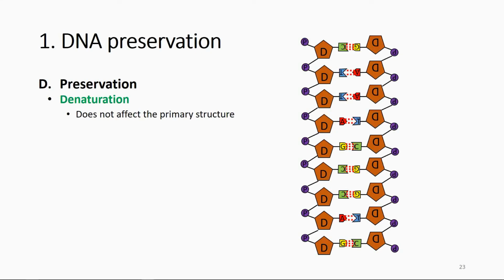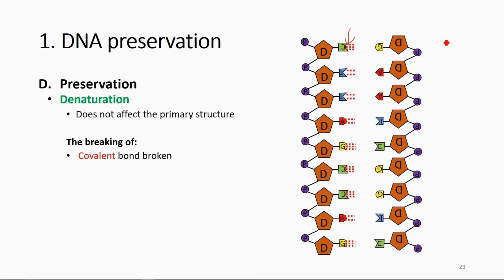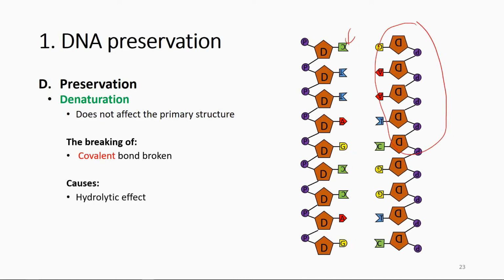For denaturation, it will not affect the primary structure. It mainly refers to the breaking of the bond between both strands of DNA. So you can see the primary structure is still intact. The cause is mainly due to the hydrolytic effect.